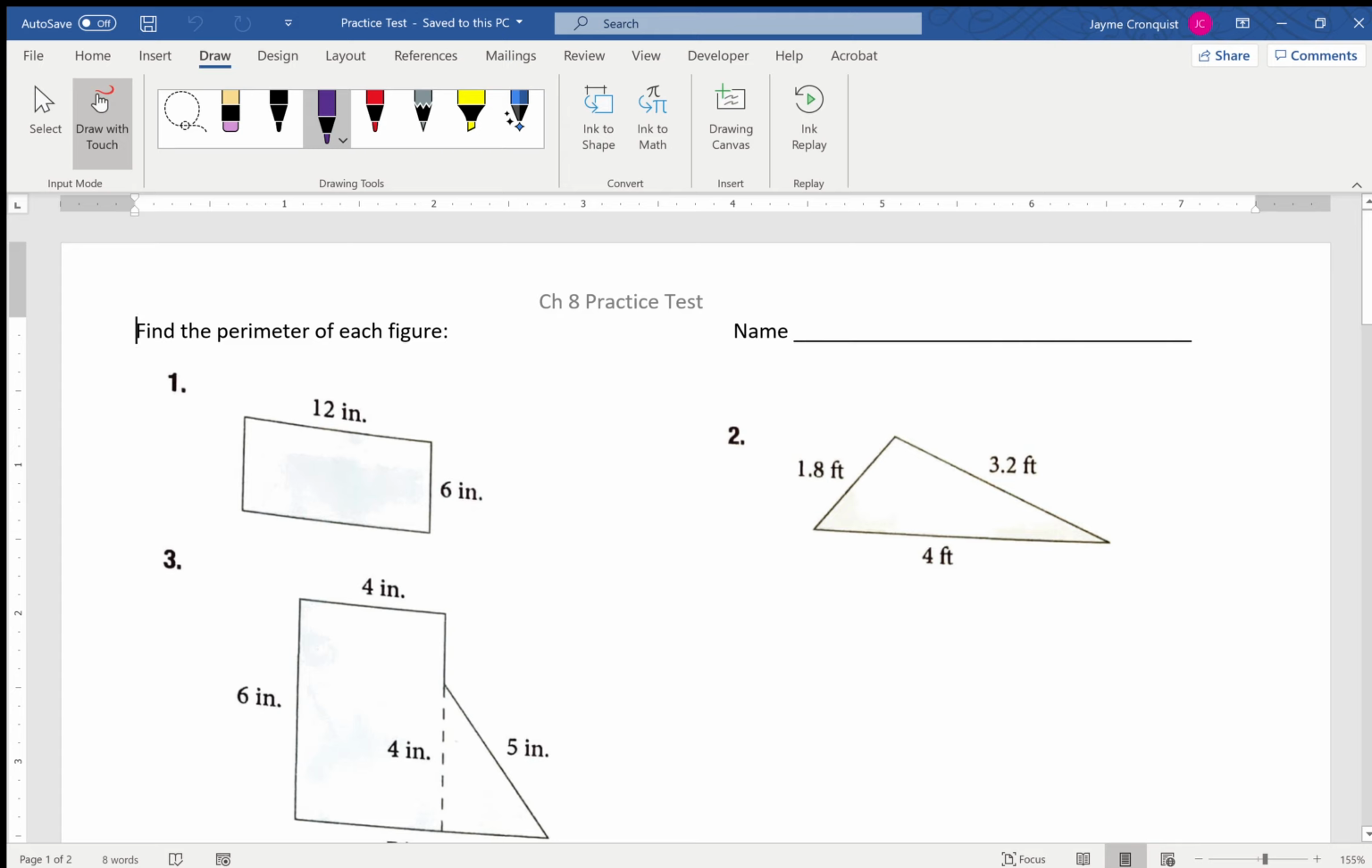Okay, this is the practice test for Chapter 8. Find the perimeter of each figure. Remember, perimeter is the sum of all the sides. So for this one, we have to remember we have 6 and 12 also. So it's going to be 24, that's the two 12s added together, plus 12, which is the two 6s added together. And this is equal to 36, and it's going to be, whoops, not S, silly me.